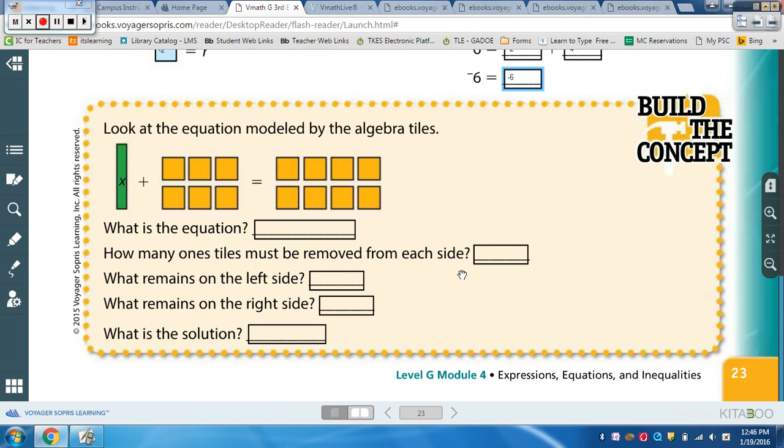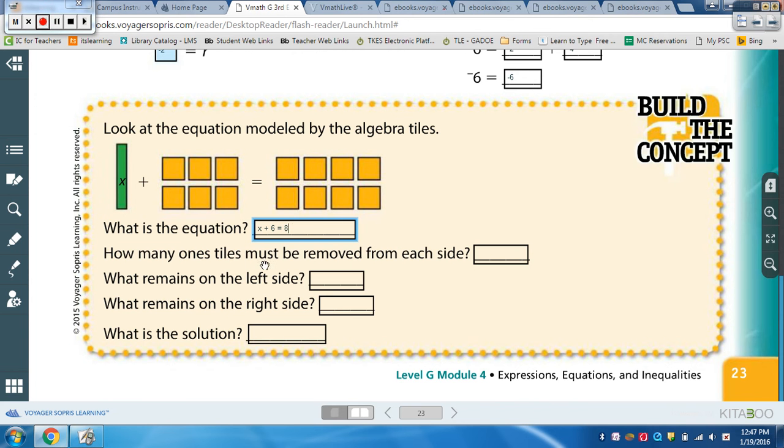Now let's take a look down at the building the concept. Look at the equation modeled with the algebra tiles. What is the equation? We have one green bar representing x, and then we have plus 6 ones tiles. So our equation looks like this. This is all on the left-hand side of the equation. We have one tile representing x, or our variable. We have plus, which is our operation. And then we have 6 one tiles, so it is x plus 6. Equals, and on the right-hand side of our equation we have 1, 2, 3, 4, 5, 6, 7, 8 ones tiles. So x plus 6 equals 8.